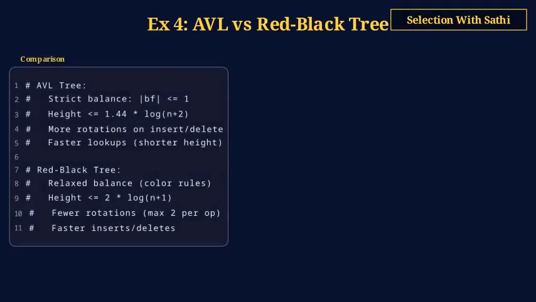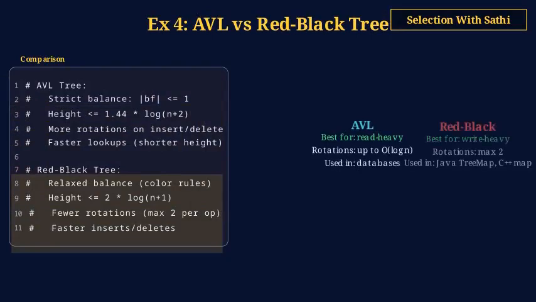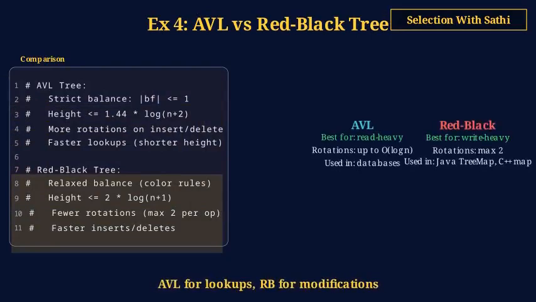How does AVL compare with red-black trees? AVL trees are more strictly balanced. Height is at most 1.44 log n. Red-black trees allow up to 2 log of n plus 1 height. So AVL trees give faster searches because of shorter height.